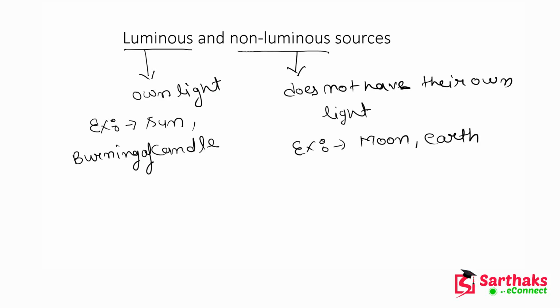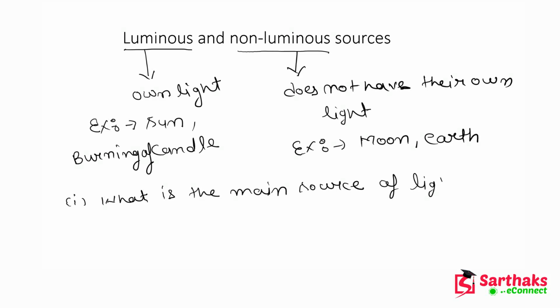Now if I ask you a question, what is the main source of light, what would be your answer? Let me tell you. The main source of light is the sun. Most of the light we get on the earth comes from the sun. These are also very important things. Before moving ahead in this chapter, we need to have knowledge of the things I have told you.